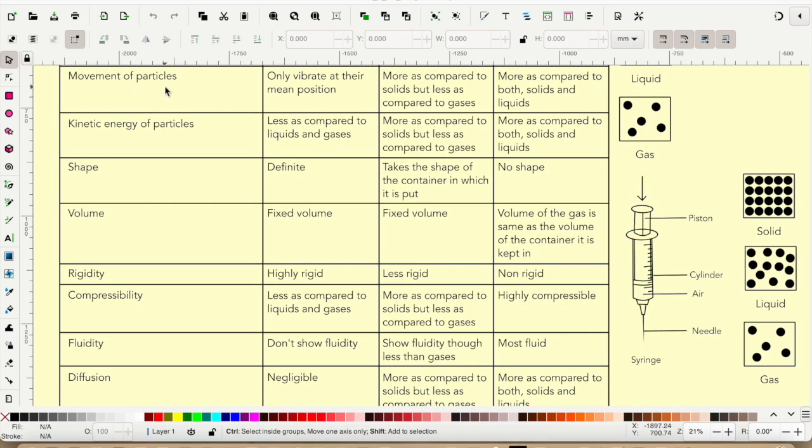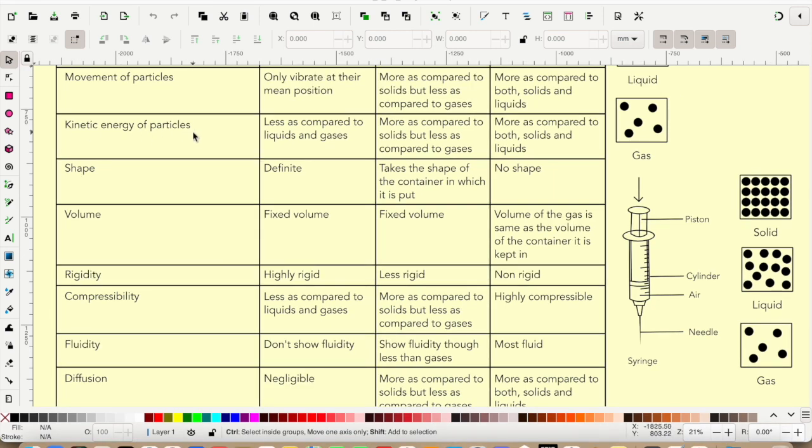Fourth property is movement of particles. You can see particles of solid are very close to each other. Due to a strong attraction force between them, they are not able to leave their place. They just vibrate at their mean position. On the other hand, particles of gas have least attraction force between them, so they can move freely. Fifth property is kinetic energy of particles. Particles of gases have greater kinetic energy as compared to particles of liquids and particles of solids. Due to this, they move freely at high speed.